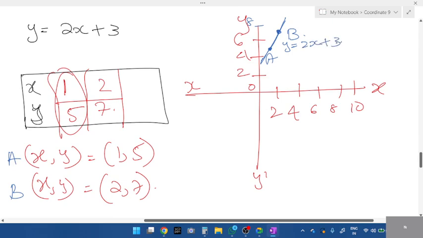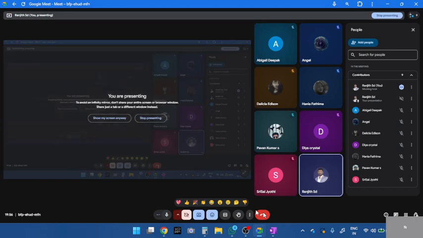So the second exercise is all about plotting a line in the graph using this table. Using this table, the assumption method. Is it clear, students? All of you understood?